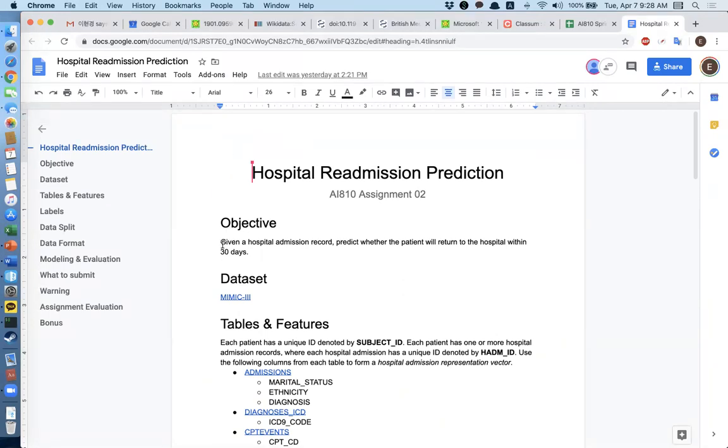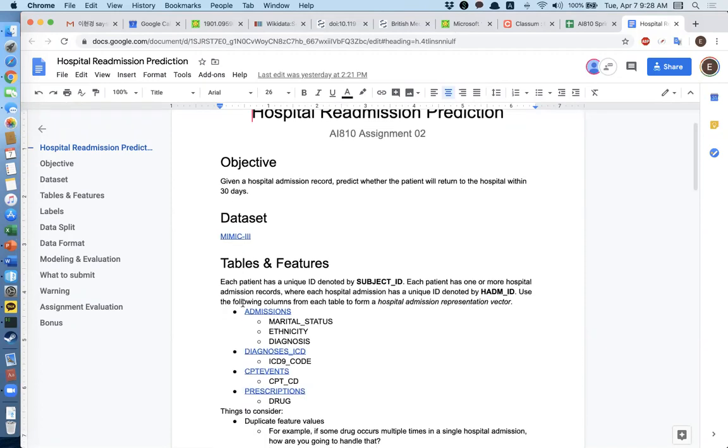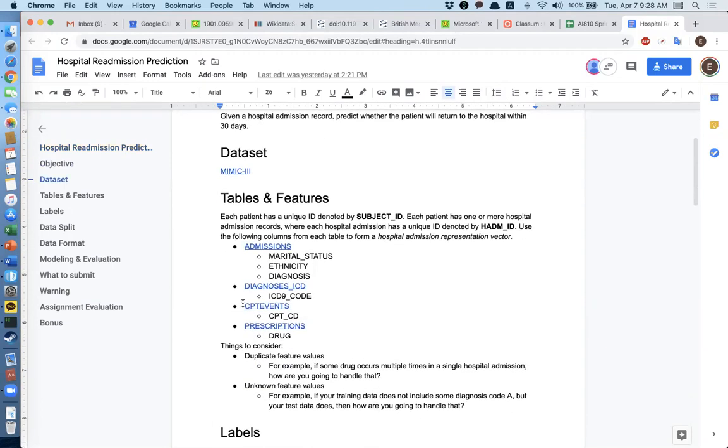The objective is, given a hospital admission record, predict whether the patient will return to the hospital within 30 days. It's the same thing, so I hope everybody is super familiar with this. For the data set, of course, everybody has downloaded MIMIC-3, either through my link or through the actual PhysioNet. So the data set will be MIMIC-3, and it's almost exactly the same.